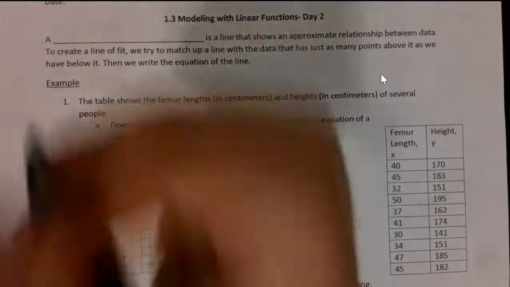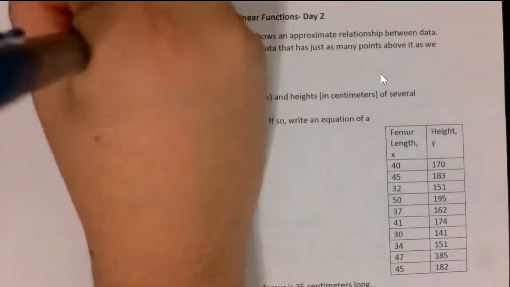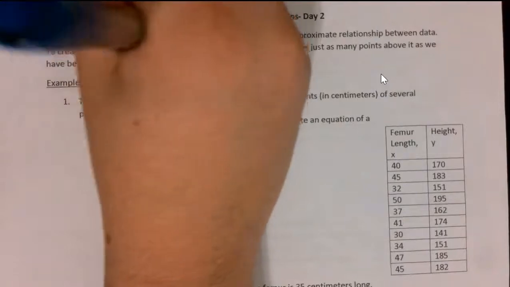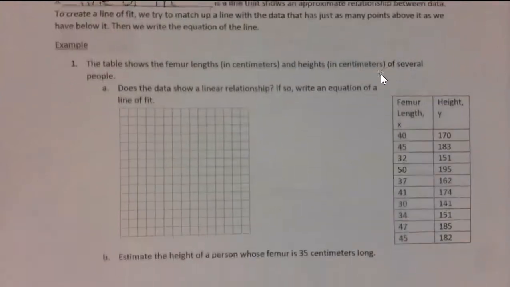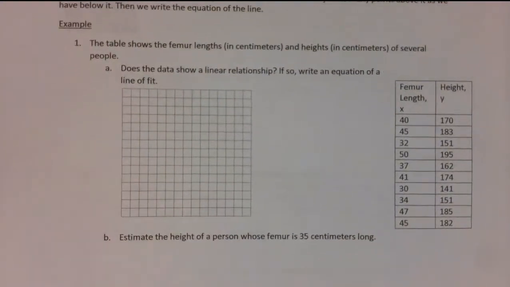Alright, a line of fit, I did this on the last video, is a line that shows the approximate relationship between data. To create a line of fit, we try and match it up with the data to have as many points above and below and an equal amount going through. This one is having us look at a table of femur lengths in centimeters and heights in centimeters of several people. For the chart, it has 15 in each direction.